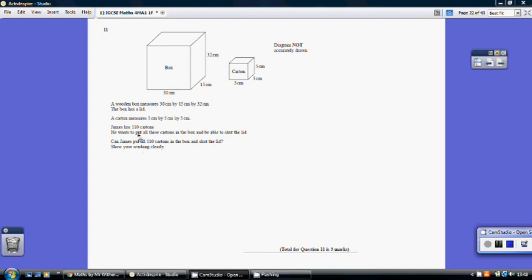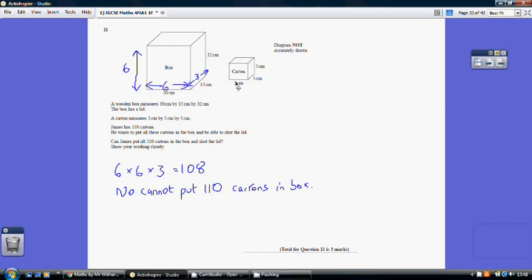Question 11. So we're putting these cartons into this box, and we need to see whether we could fit 110 cartons into this box. So think about the dimensions as you work your way around the box. These cartons have got a width of 5 centimeters. So squeezing them in widthwise, we could fit 6 in, because 6 5s are 30.